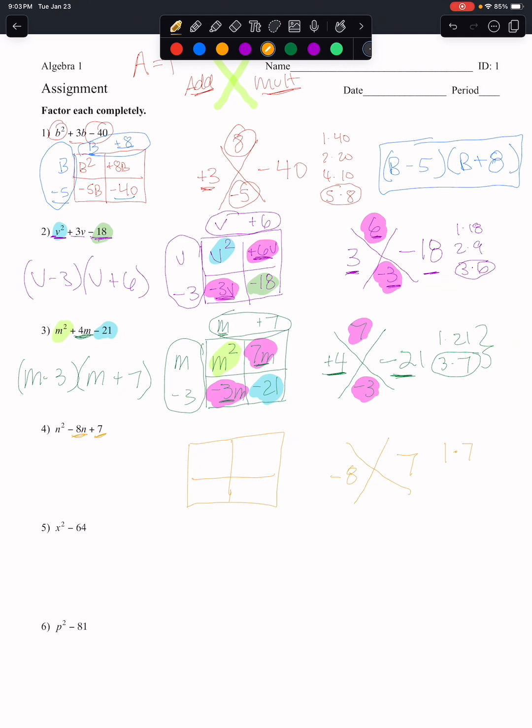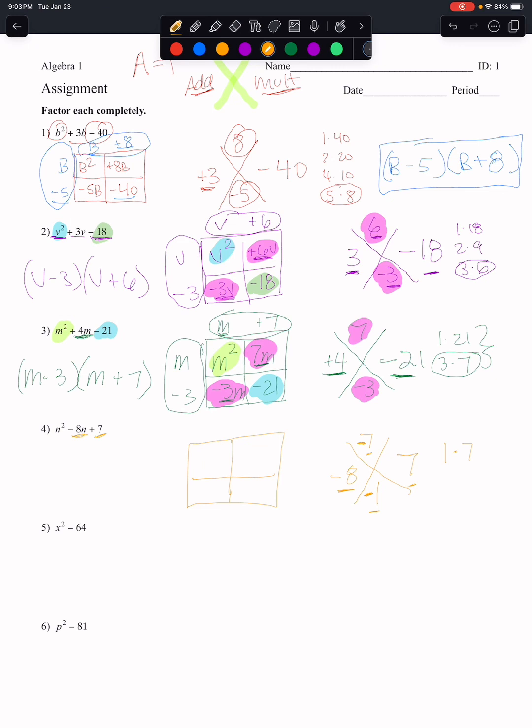So I got to figure out how to make that 1 and 7 into a negative 8. If I do 7 plus 1, that's positive 8. If I do 7 minus 1, that's 6. So the only way we can get negative 8 is if that 7 was negative and that 1 was negative. So negative 7 minus 1 is negative 8. Negative 7 times negative 1 is positive 7. Excuse me, I think I said that right.